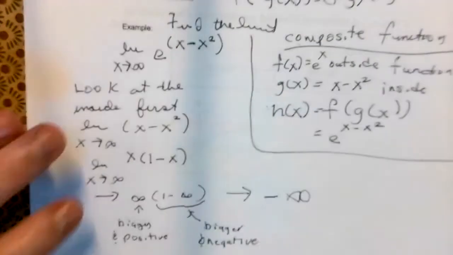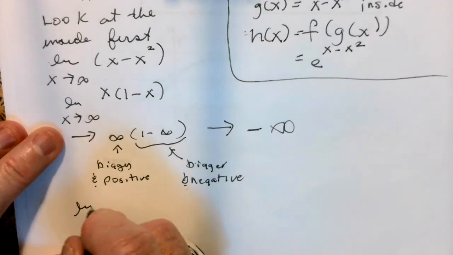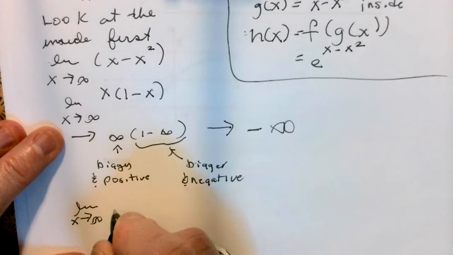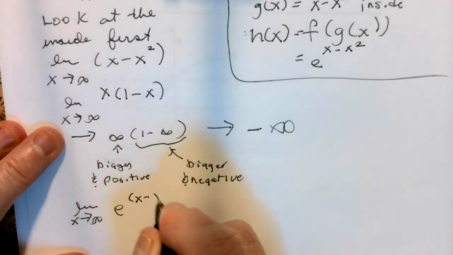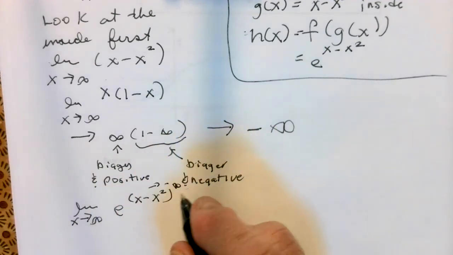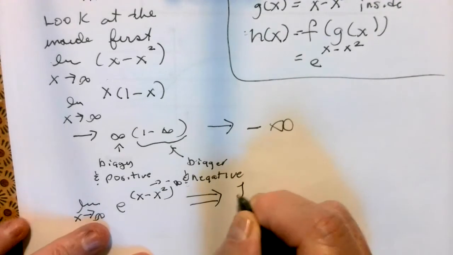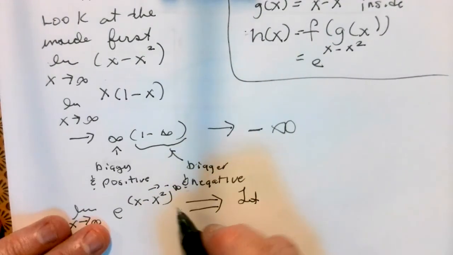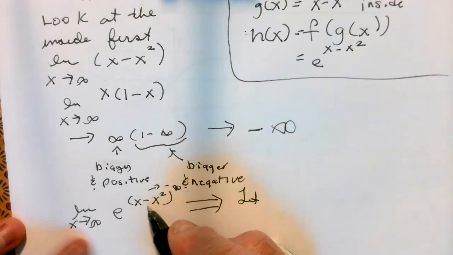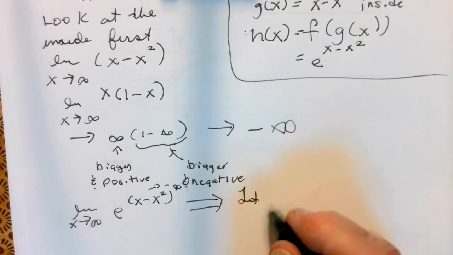Okay, so now we've looked at the inside function. Let's look at what the outside function does when the inside function is going to negative infinity. So we've got the limit as x goes to infinity of e to the x minus x squared, and this part is actually going to negative infinity. Now, we can actually make a substitution. You don't have to, you could just eyeball it and go, well, this is going towards e to the negative infinity, which is going to go to 0. Or you can, if you need to, which is fine, do a substitution.